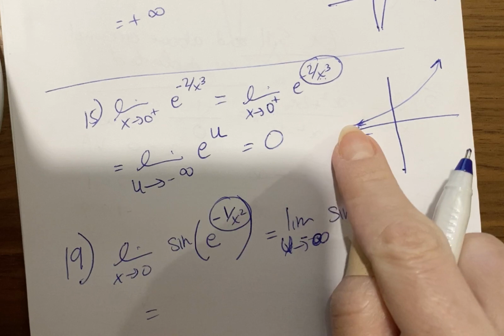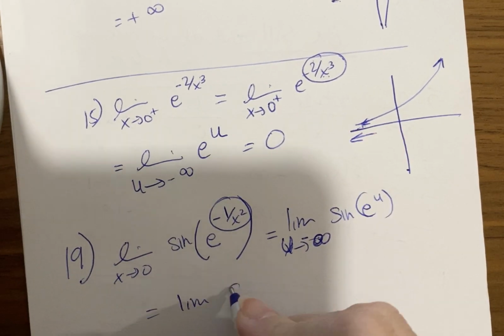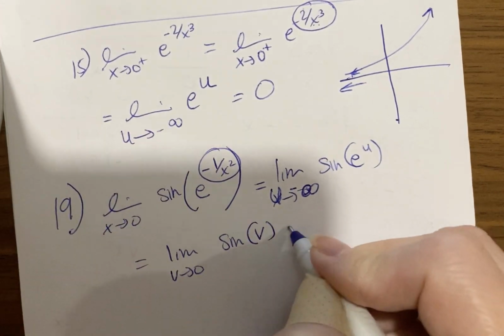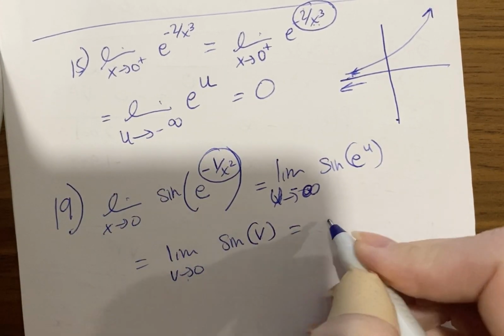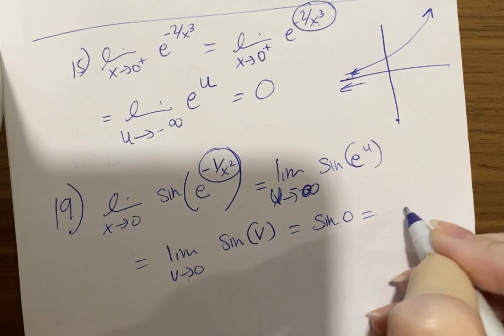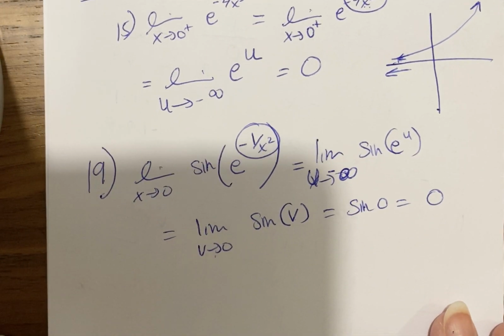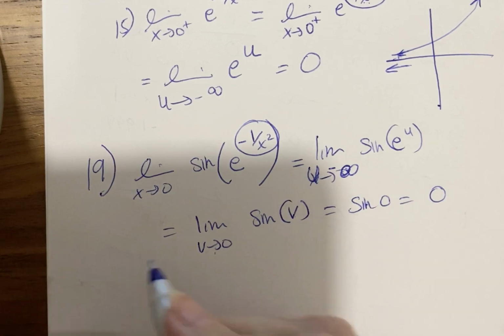What happens to e to the u at minus infinity? At minus infinity, e to the u approaches 0. So it becomes sine v if you want, where v goes to 0. What's the limit of sine v as v goes to 0? I substitute 0. Sine 0 is 0. One step at a time, not more than that.